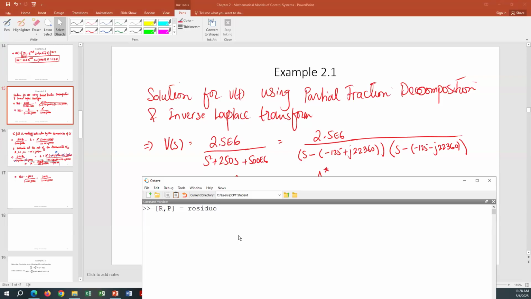And then you use the residue function. First, you're going to enter the coefficients of the numerator polynomial. In this case, you only have the constant value, 2.5 exponent 6. And you don't have to put brackets if you have only a single value. You can if you want. And the denominator is s square, the coefficient is 1, 250s, coefficient is 250, and 500 exponent 6.